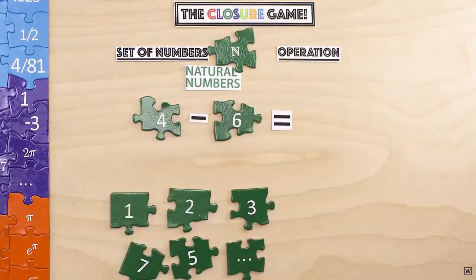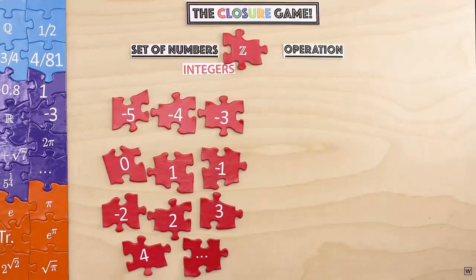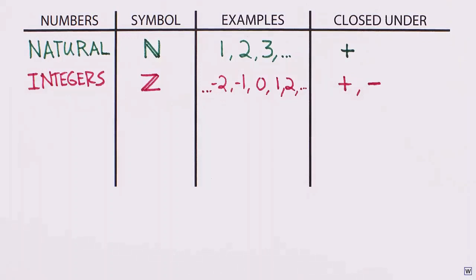But what about 4 minus 6? This results in an answer that is nowhere to be found in our set of natural numbers, so our set is not closed under subtraction. We need to expand our set to include 0 and negative numbers for this to be the case. So the set of natural numbers is not closed under subtraction, but the set of integers is. By expanding our number system, we can guarantee that any subtraction question we can ask will have an answer.